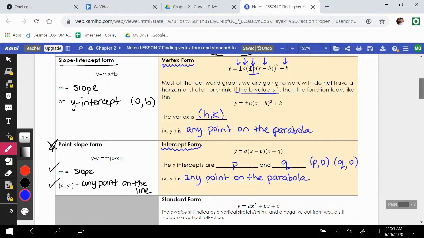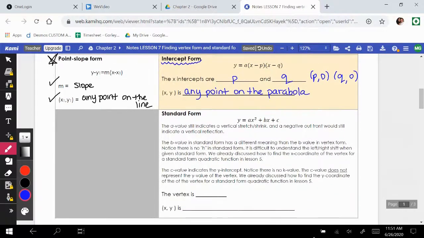And the last type of quadratic form is standard form. I think this is my least favorite just because we can't understand where the x-intercepts are, or we don't know what the transformations are, right? Can't really understand the left, right, or up, down shift of the vertex. Again, the a value still does represent the vertical stretch or shrink, and a negative out front would still indicate a vertical reflection. The b value in standard form has a different meaning than the b value in vertex form. Notice there's no h in standard form, so it's difficult to understand the left-right shift of the vertex.